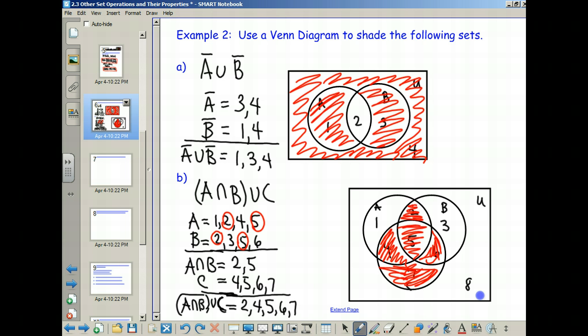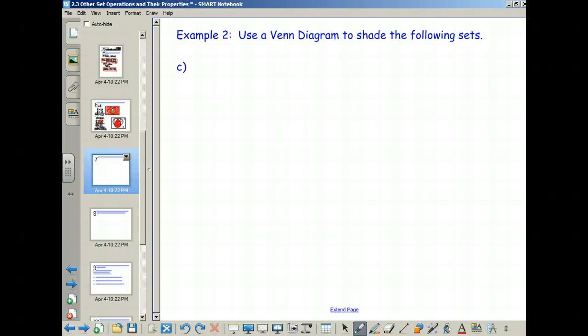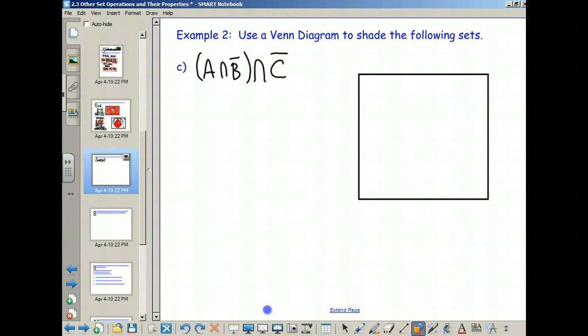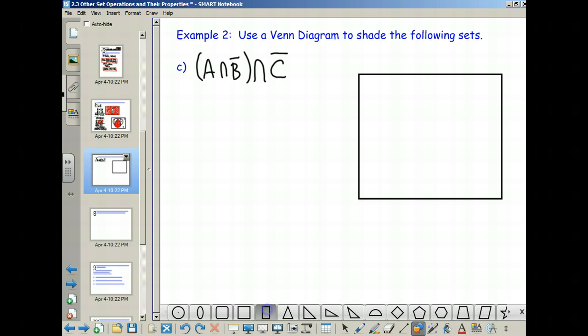Okay, we have one more picture for shading, and then we'll stop for today, okay? So let's flip to the next slide. This is our last shading picture. And we're going to do A intersect B complement intersect C complement. All right, so I need my rectangle.